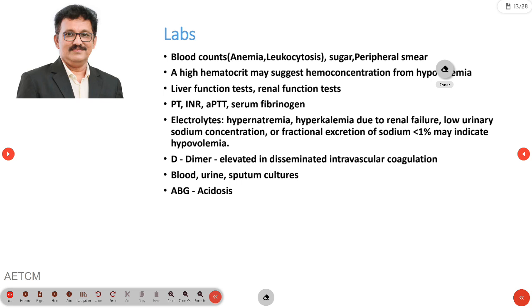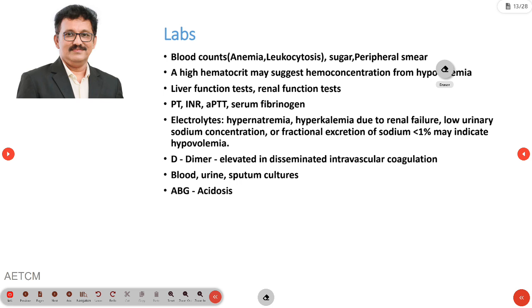Electrolytes, most of the electrolytes can be abnormal in shock, including, sometimes if the patient is having hypervolemia, he can have low sodium, potassium can be reduced. And I forgot to tell, PT-INR elevation, APTT elevation and low fibrinogen may be an indicator of DIC, disseminated intravascular coagulation. Then D-dimer is not a very good investigation, but that can be tested, something like fibrinogen. So, that can be done in intravascular coagulation.